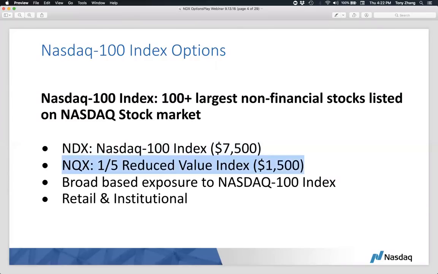This index gives you access to broad-based exposure to the Nasdaq-100 Index. And you trade it the same way you would potentially trade a stock or ETF option. However, these are going to be based off of the Nasdaq-100 Index as opposed to any specific stock or ETF. And this is really suitable for both retail and institutional traders. So that's just a quick introduction as to what the Nasdaq-100 Index options are.